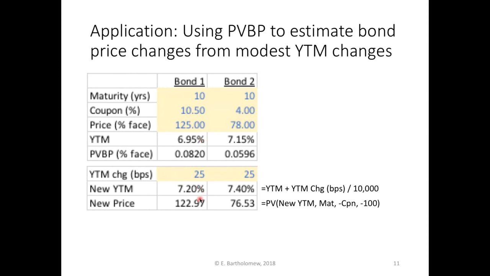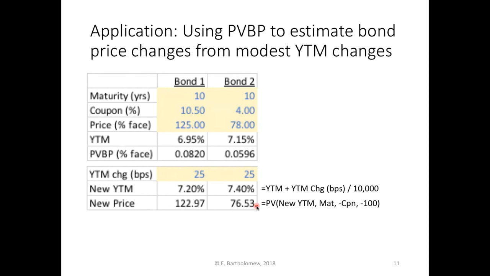So we had 695, that would become 720, and we would of course have to adjust basis points to percent by dividing by 10,000. That's the equivalent of multiplying by 0.01%. So if you get weird numbers here, you're messing up on this part most likely. And then you just use the PV function in Excel to get the new price, and so you would get these numbers. So it would go from 125 to 122.97 and 78 to 76.53.